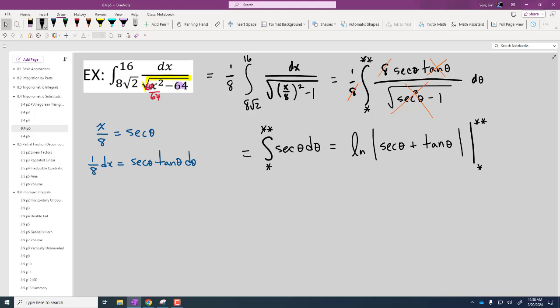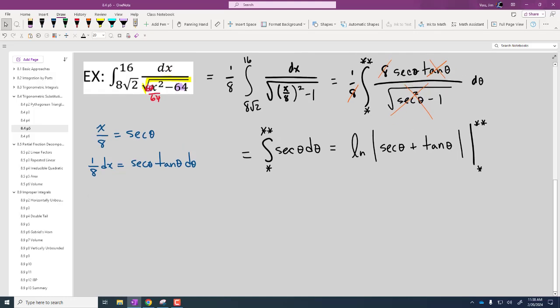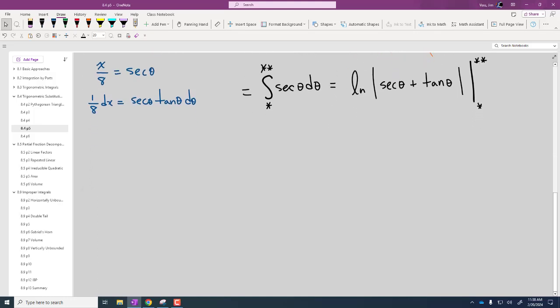Would you mark us down if we left it as x equals 16 and x equals 8 root 2? You could do that too, because then I don't have to go back to another page to write 16. Yeah, totally fine. All right, so then we have our triangle here.